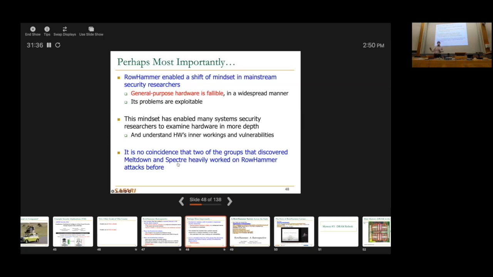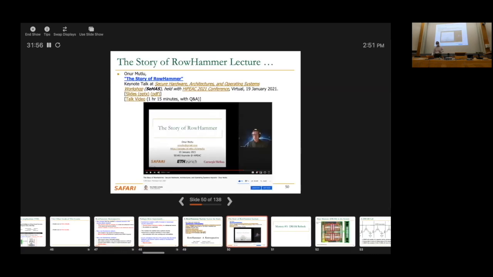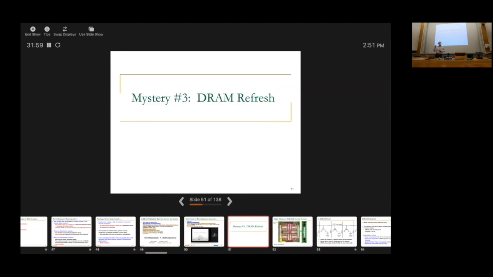And those were discovered by people who worked on RowHammer before. So you can see the impact of thinking in a way that says, oh, this is vulnerable. There's a lot of issues in there. Can we actually find and fix them? And there's more to come, I believe. There's a lot more we're going to discover going into the future in these sorts of issues. Okay, I'll recommend the survey that we wrote and this lecture, and move to the third mystery.